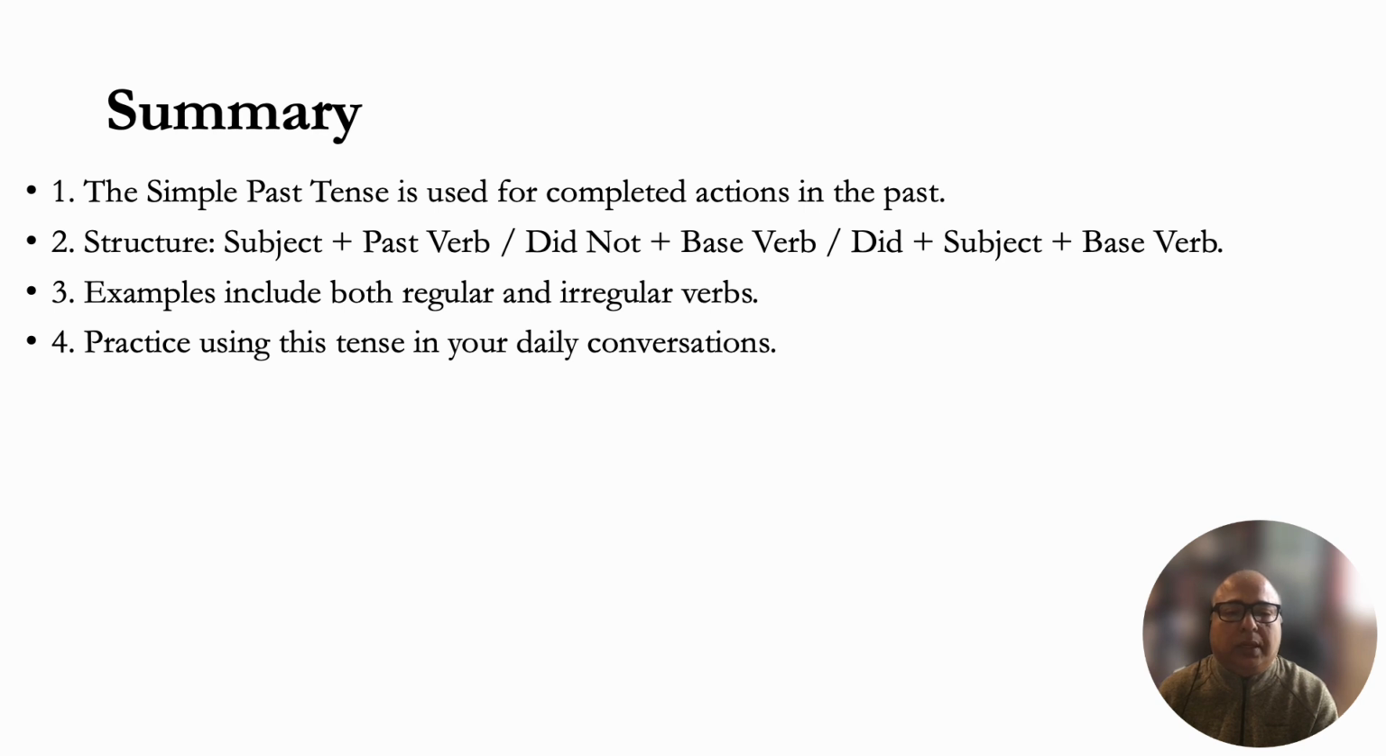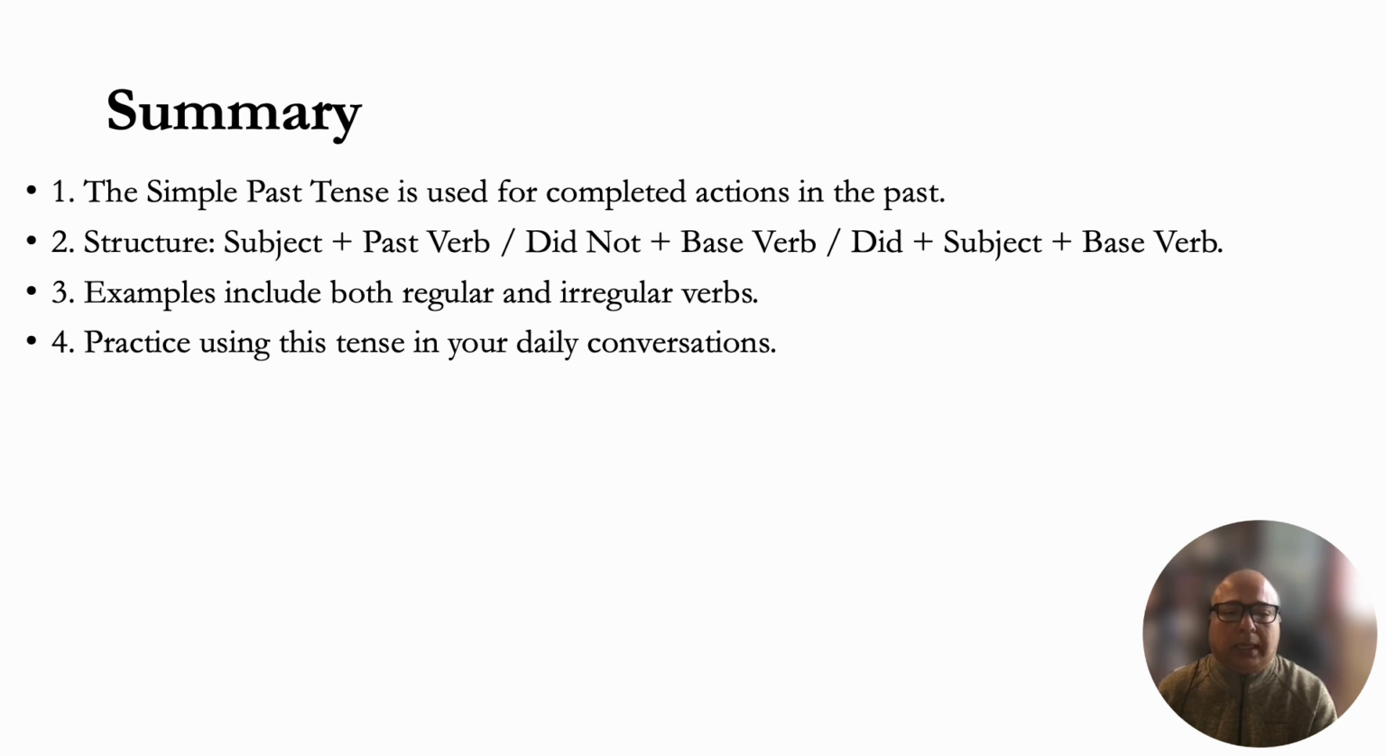What is the structure? Right, I've given you 3 types of structures. Subject plus past verb. So I ate a banana. And did not, the negative form, I did not eat a banana. And a question form, did plus subject plus base verb. Did you eat a banana? Okay, so we also looked at both regular and irregular verbs.